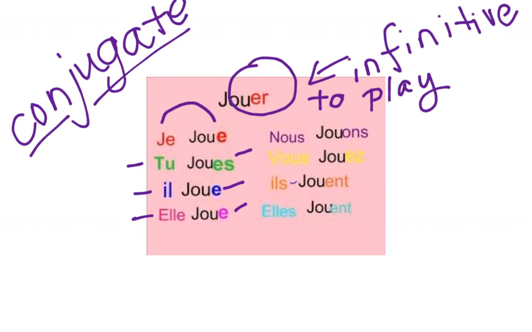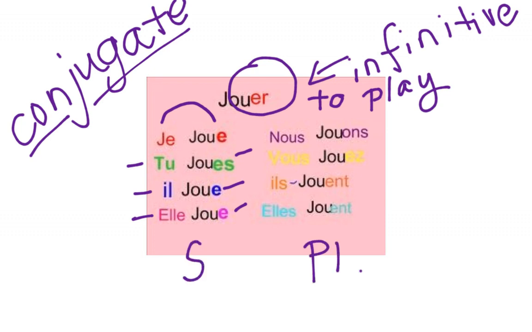Tu joues means you play, and that's you familiar, someone you call by their first name. Tu joues. Notice that you don't hear the S sound at the end. Il joue. He plays. Répétez, il joue. Elle joue. She plays. And notice they have the same ending. Il, elle, and je all have the E ending. Je joue, tu joues, il joue, elle joue. And those are all the singular ones.